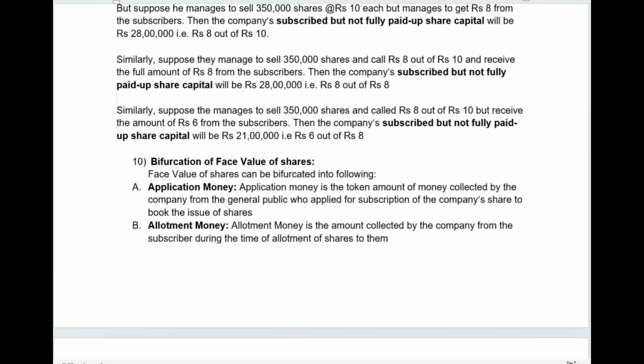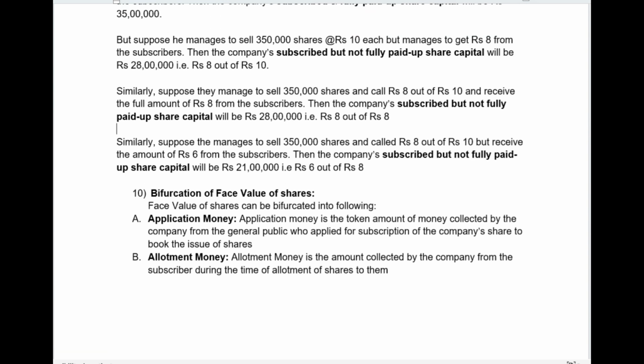Similarly, suppose that the company manages to sell 3,50,000 shares and calls rupees 8 out of rupees 10, but receives rupees 6 from the subscriber. That means the company issued 4 lakh shares in the market, people purchased 3,50,000 shares, and the company calls rupees 8 out of rupees 10. Rupees 2 is still not called by the company, and the subscriber paid rupees 6 per share and rupees 2 per share is still due. Then the company's subscribed but not fully paid up share capital will be 3,50,000 into 6, that is 21 lakh, that is rupees 6 out of rupees 10, rupees 6 out of rupees 8.